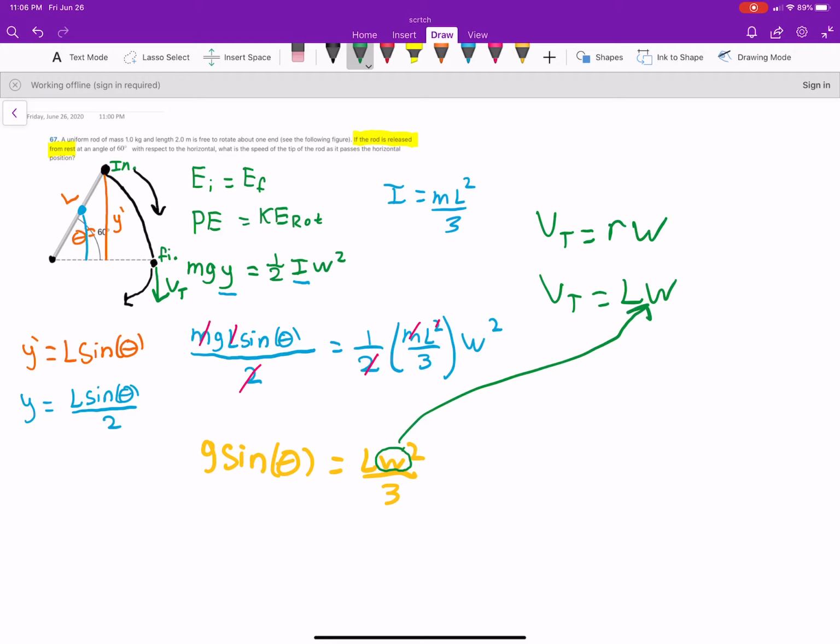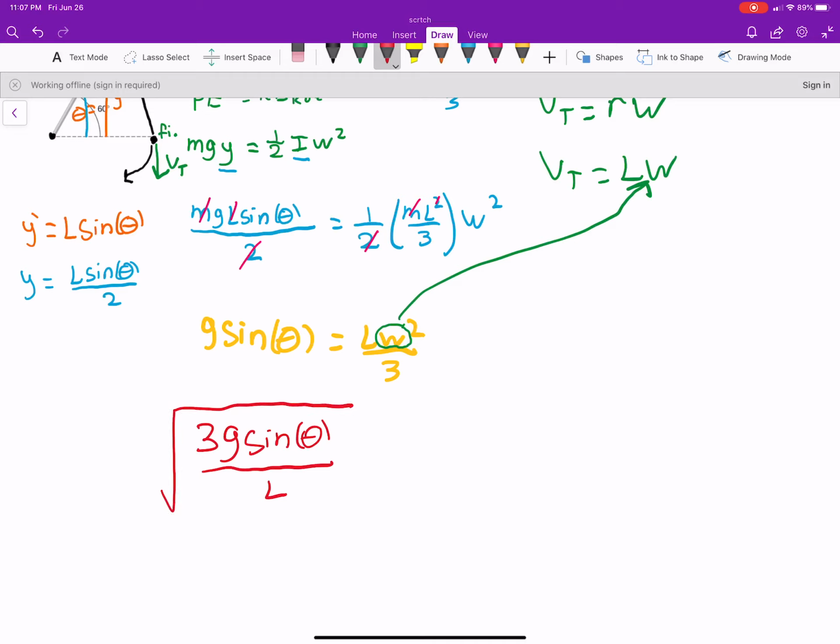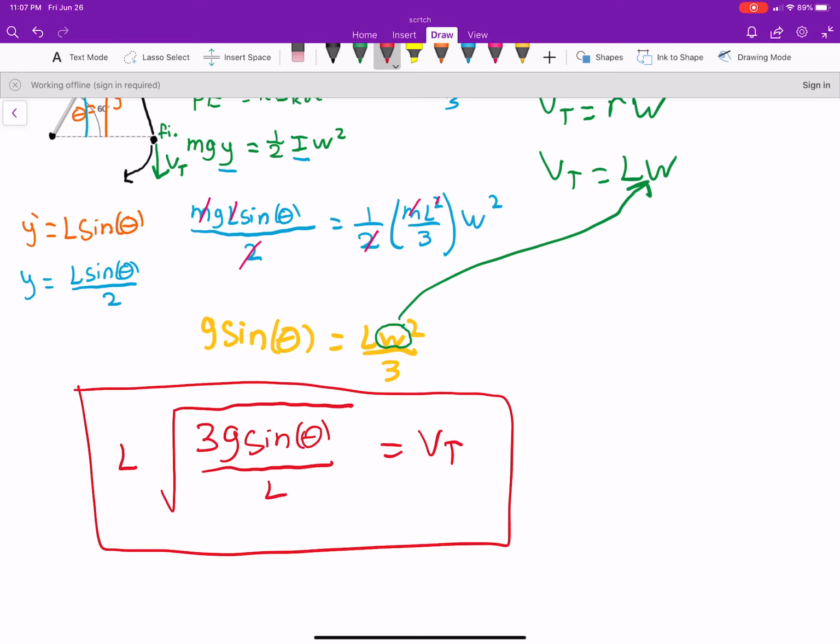Okay? So now that we have that, let's continue and solve for omega, and then I'll do a little recap. Omega is the square root of 3g sine theta divided by L. And if you multiply it by L, that's your tangential velocity. Okay.